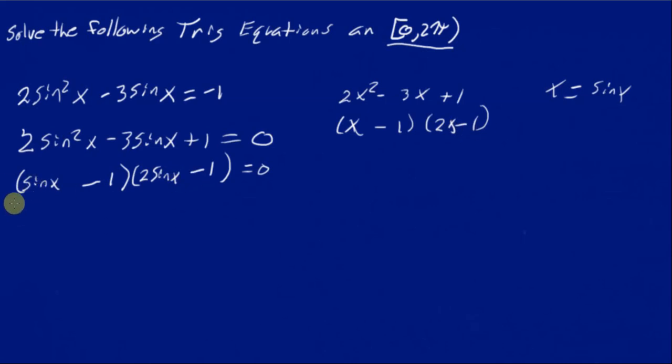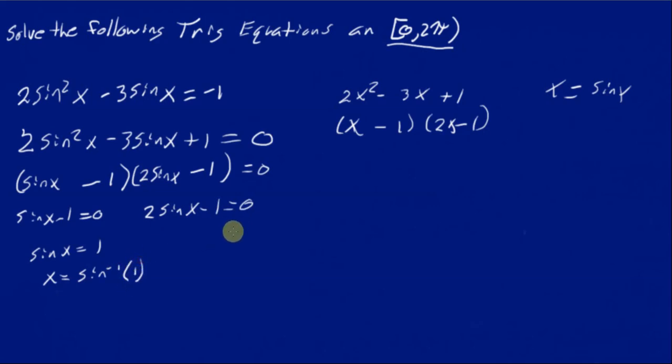Well, like any other quadratic equation, once it's factored, we're going to take each factor, sine x minus 1 and 2 sine x minus 1, and set it equal to 0. And now we just have two problems. I'm going to add the 1 to both sides. So sine x equals 1. Take the inverse sine of both sides. So x is equal to the inverse sine of 1. I'm going to add 1 and divide by 2. So x is equal to the inverse sine of positive 1/2.